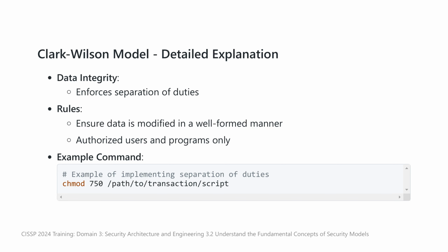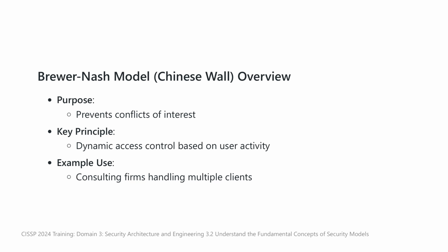of data is paramount. The Brewer-Nash model, also known as the Chinese wall model, is designed to prevent conflicts of interest. Its primary purpose is to restrict access in a way that prevents users from accessing conflicting datasets. This model is particularly useful in environments where handling sensitive information from multiple clients could compromise integrity or confidentiality. The key principle behind the Brewer-Nash model is dynamic access control based on user activity.